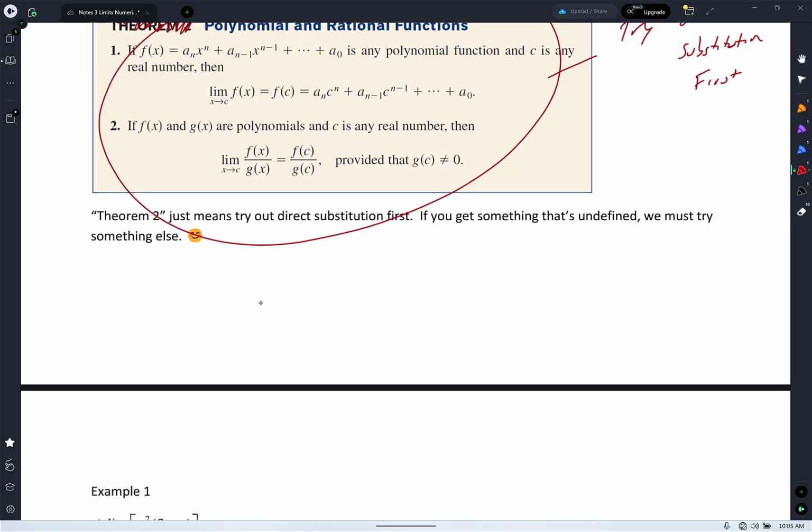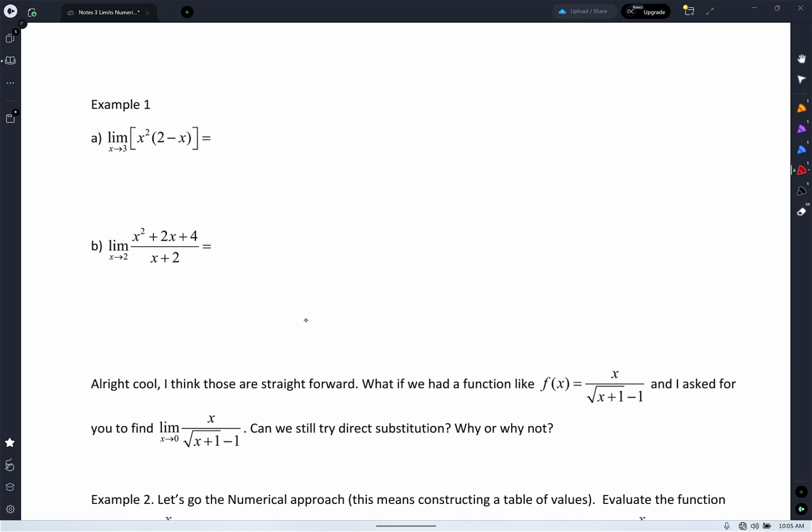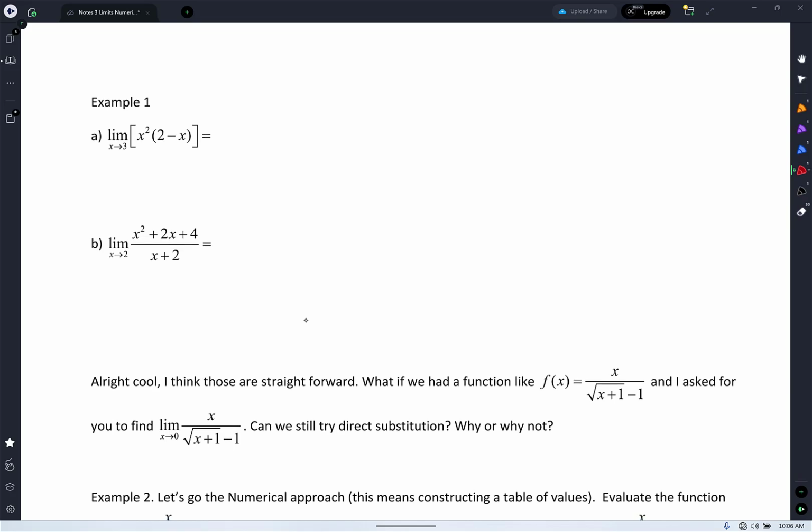So let's see if we can use theorem 2. Look at example 1. It just says try direct substitution first. Limit as x approaches 3. It's not a rational function, so I can just do direct substitution, and I can go 3 squared, 2 minus 3. 3 squared is 9. 2 minus 3 is negative 1. So negative 9. So this limit is just negative 9. And that's all it is, guys. Pretty straightforward. What do you guys think? Yeah, not that bad.